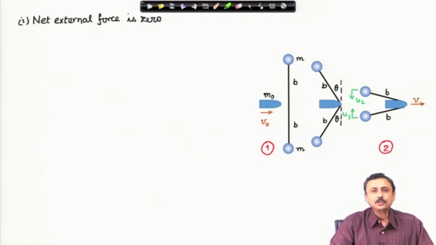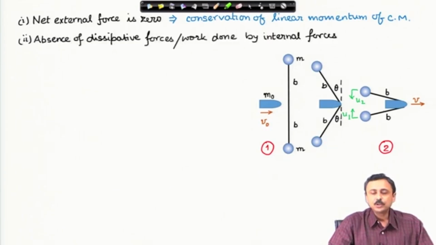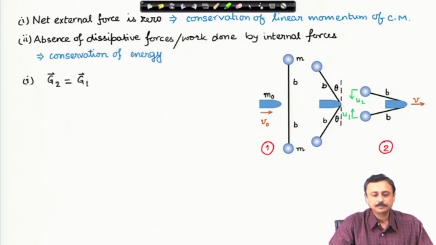The net external force on the system, there is no external force on the system. So, net external force is 0, therefore, linear momentum of the center of mass of the system must be conserved, and there is no dissipative force. Therefore, the energy of the system must be conserved. There is no dissipative force, no work done by any other force. Therefore, the total mechanical energy of the system must be conserved.